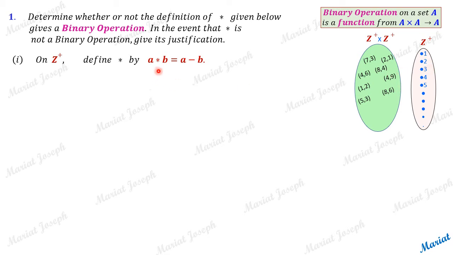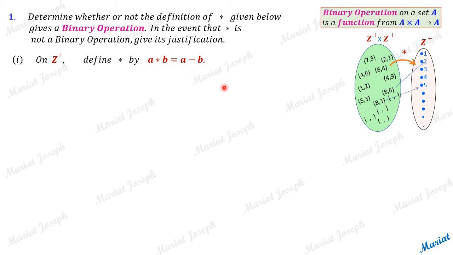How? The rule is given to us. Any pair we take, let me take one pair, say for example 8, 6. Which element will it be related to? 8 is the first number, 6 is the second number. So 8 star 6, we say. That is the image, to be obtained by doing this rule, 8 minus 6. Here, the image of 8 star 6 will be 8 minus 6, which is 2. First number minus second number is the rule.